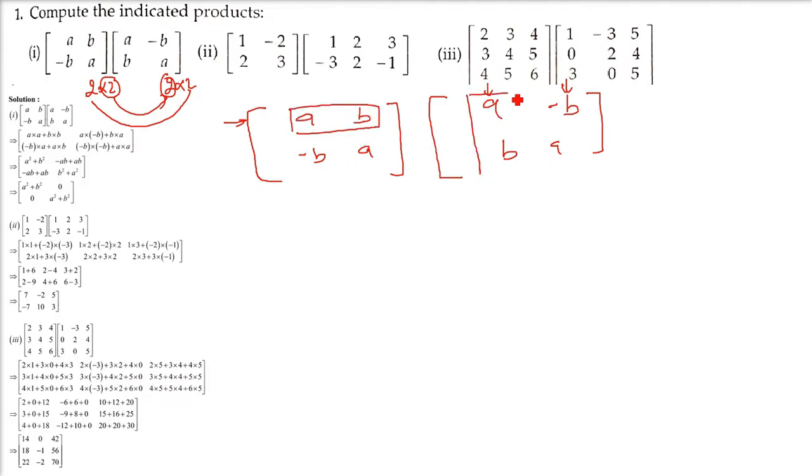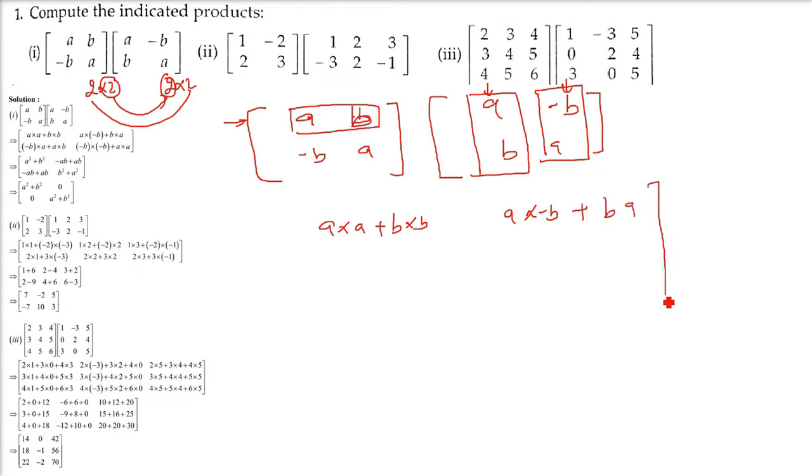So first row and the first column. So A multiplied by A. Then B multiplied by B, and you have to add this. Now keep this row till all the columns are finished. This is the second column. So A into minus B plus B into A. This is B, not minus B, sorry. B into A. Then we have to move down.